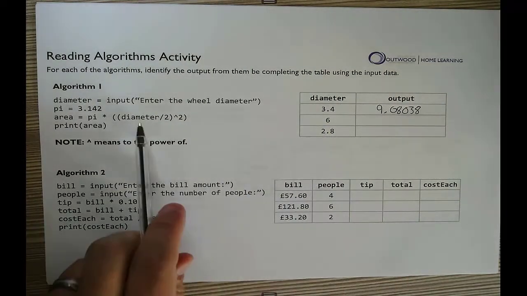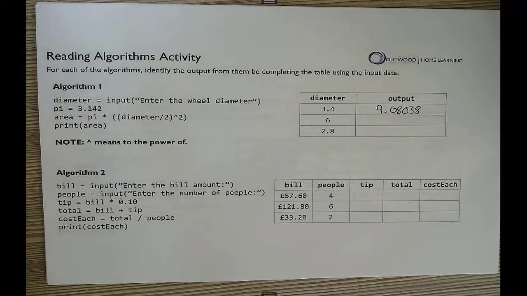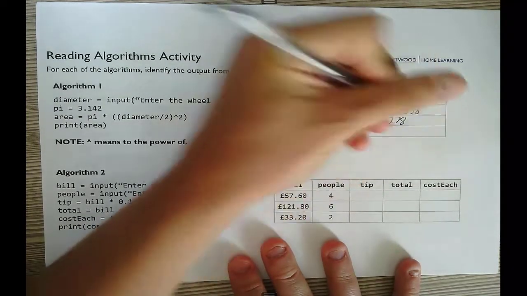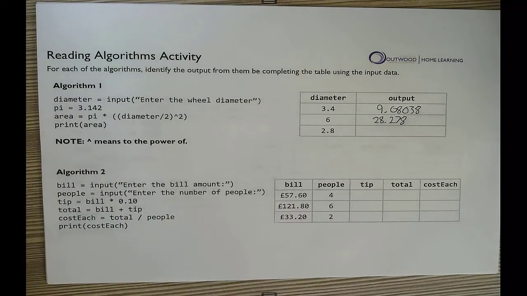So let's do the next one. So the diameter is 6. 6 divided by 2 is 3. 3 squared is 9. So 9 times 3.142 is 28.278. And then finally, we've got the diameter of 2.8. So 2.8 divided by 2 is 1.4.